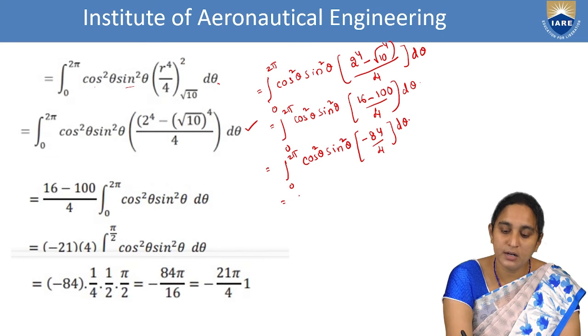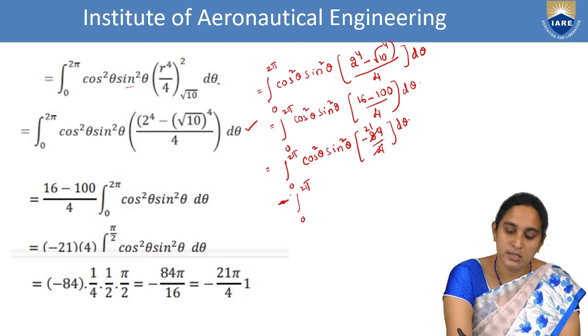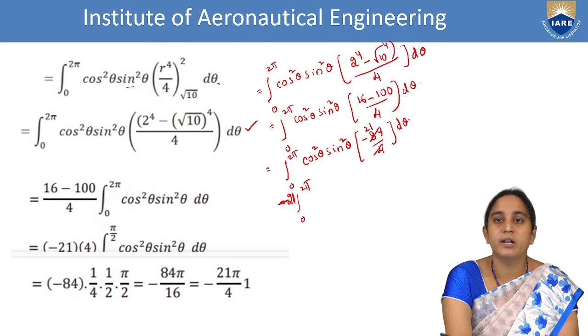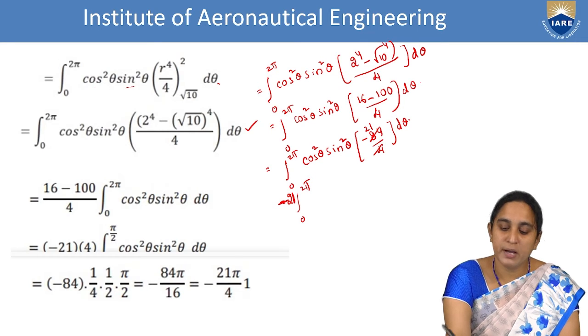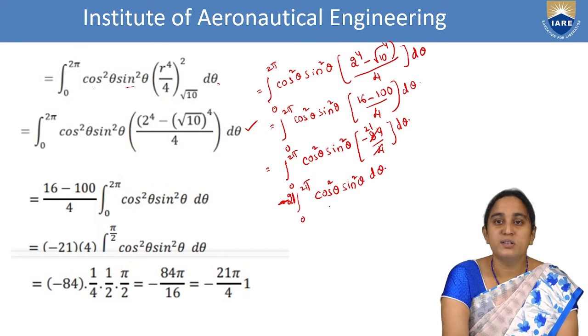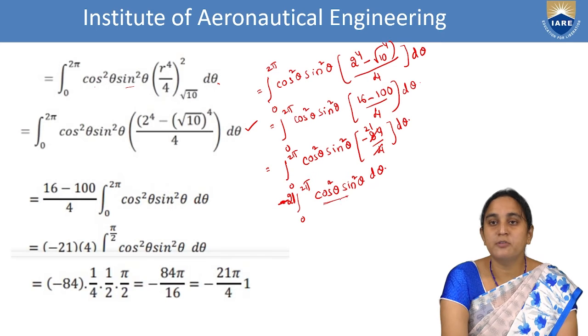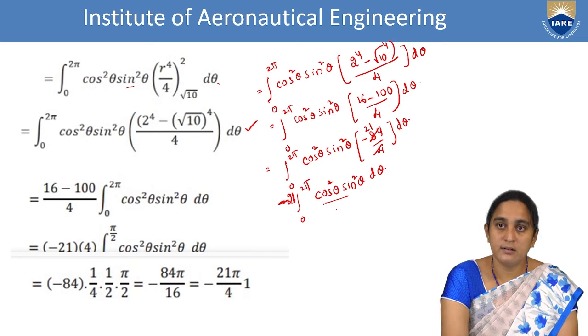From that I am taking the minus outside from 0 to 2 pi. 84 by 4 means how much? 4 twos are 8, 4 ones are 4, that is minus 21. Minus 21 into integral 0 to 2 pi cos square theta sin square theta d theta. Once you observe, which is in the form of what? Sin 2 theta formula form. What is the form of sin 2 theta? 2 cos theta sin theta.